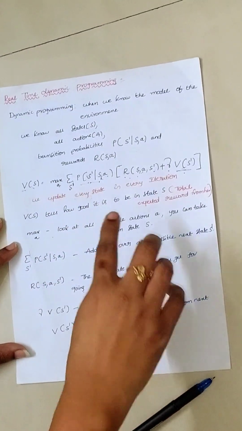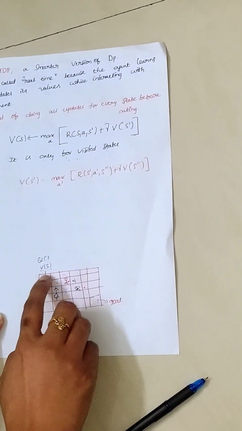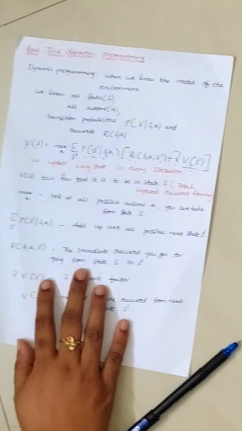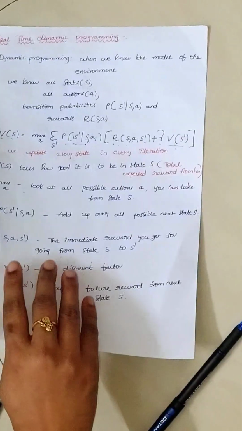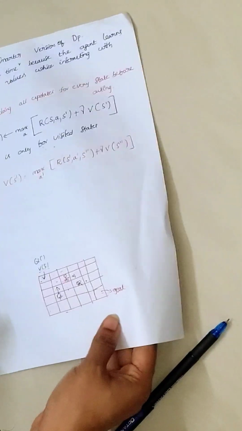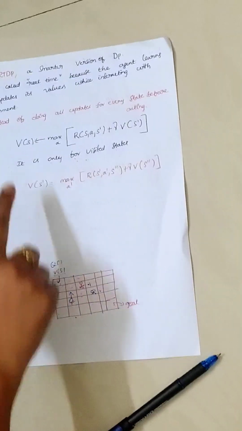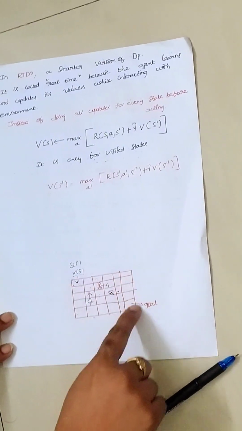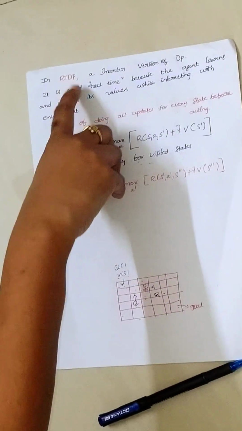The biggest drawback in dynamic programming is that in each and every iteration, we have to update the V of s value for each and every state. So it is not suitable for a bigger, larger problem domain space. When coming to real-time dynamic programming, we calculate only for whatever states the agent is exploring. For those only we are updating the V of s value. We are not updating the V of s value for all the states. So it is a smarter version compared with dynamic programming.